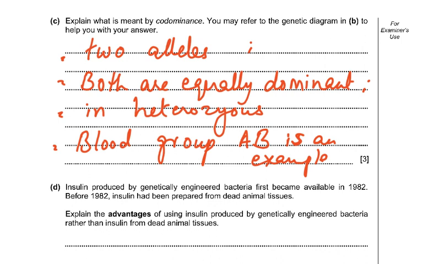So how would you word this? You word it like this: there are two alleles, both are equally dominant, or you can say both are expressed, and that will result in a third phenotype. So in the heterozygous individuals, the blood group AB is an example. So this is how you have to word it, 3 marks, but you have to be careful how you word these answers. This is a very important thing which some of you are struggling with.